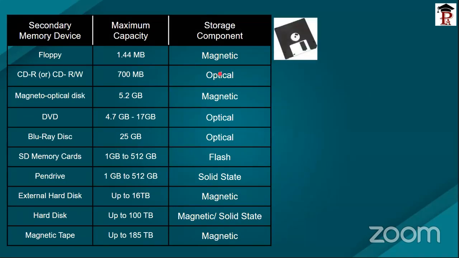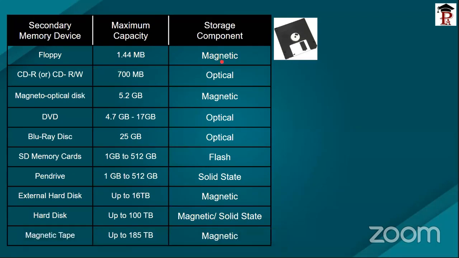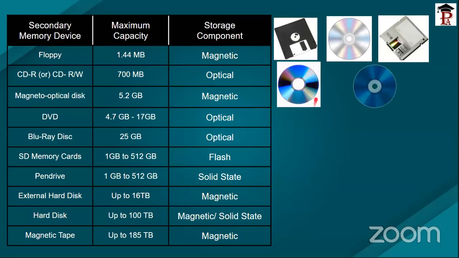Okay, floppy. Each device has a maximum storage capacity and a storage component. The floppy is 1.44 MB and it is made up of magnetic compound. And the CD, DVD and Blu-ray disc come under optical devices.